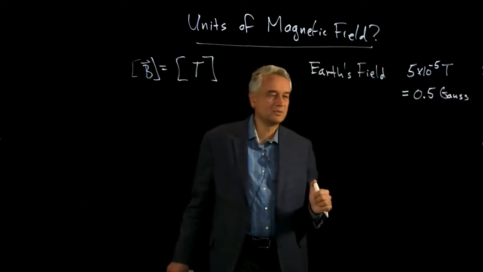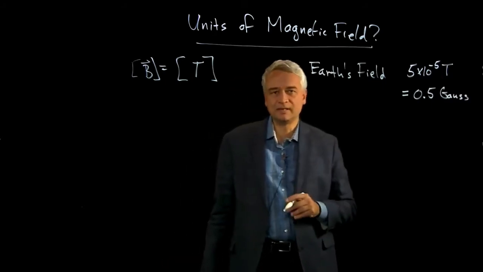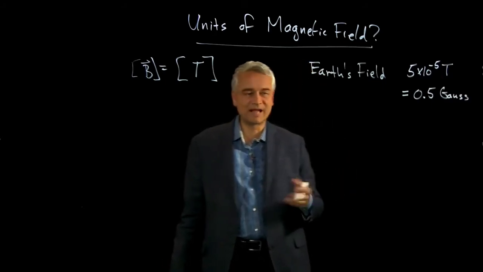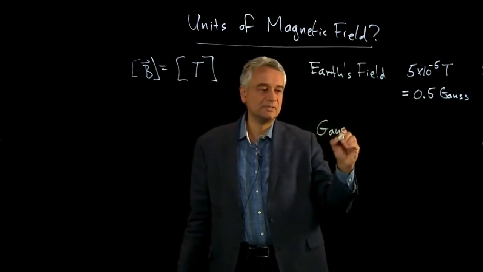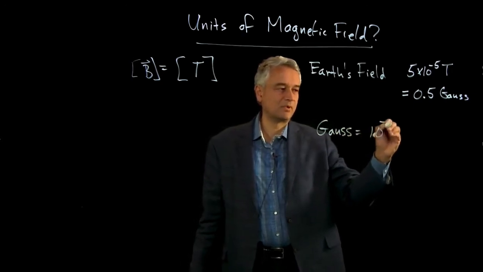So what is a Gauss? Well, a Gauss is an equivalent unit of magnetic field. We could do everything in Gauss or everything in Tesla, because a Gauss is simply 10 to the minus 4 Tesla.